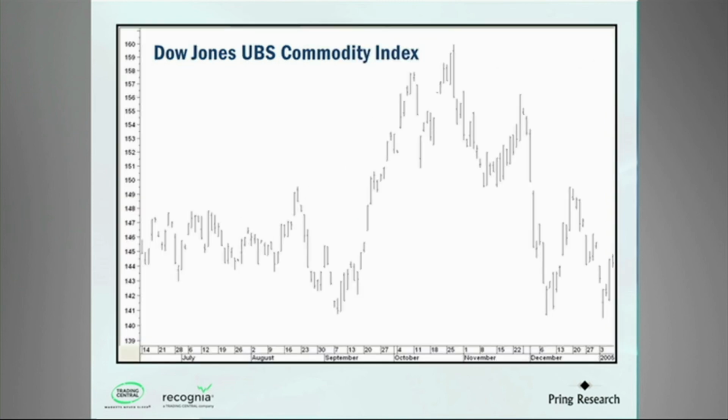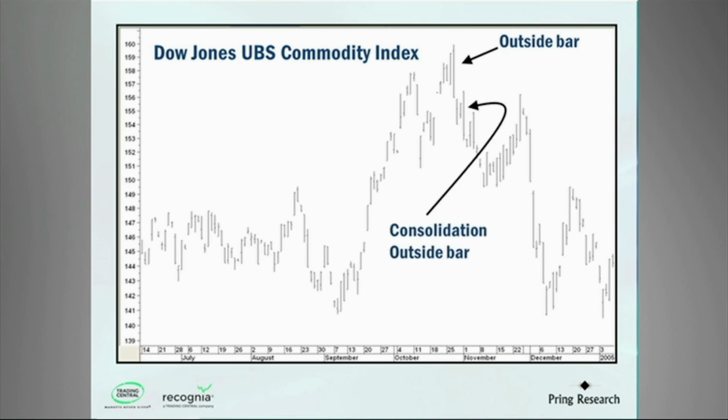Here we see a daily chart for the Dow Jones UBS Commodity Index. It experiences a really strong outside day. It's preceded by a sharp advance, so there's plenty of profit-taking potential. It's a very wide bar and opens near the high and closes near the low. Later on we see a consolidation outside day. It too indicated lower prices because it closed near the low for the session.